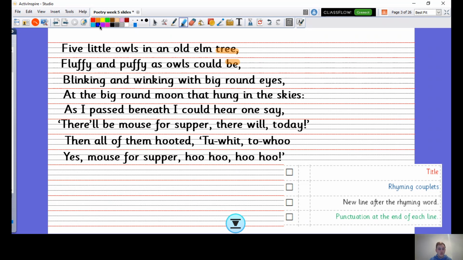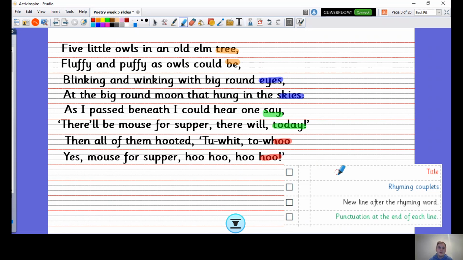Excellent work. You're right. They're usually at the end as well. So we've got big round eyes, hung in the skies. Again, spelled completely differently, but it's all about the sound. I could hear one say, "There'll be mouse for supper, there will today." Say and today. Now they both do have the A sound and they're both spelt the same. Then we've got to wit, to woo, and hoo.